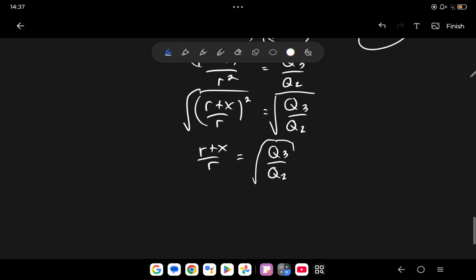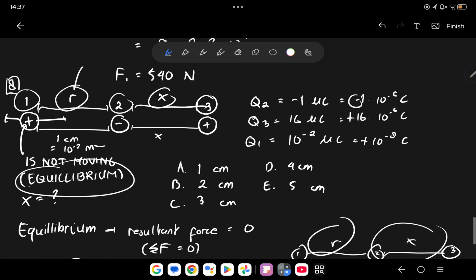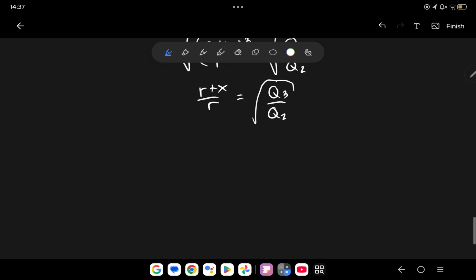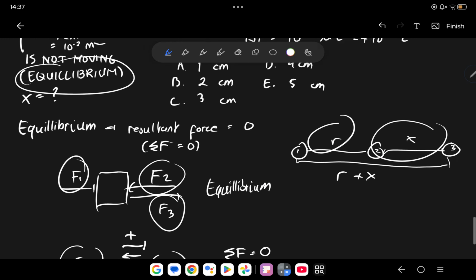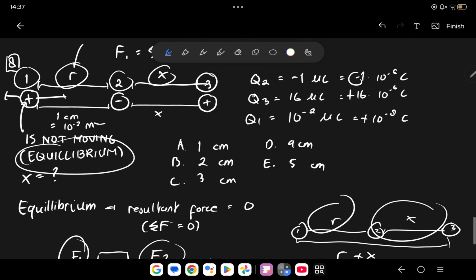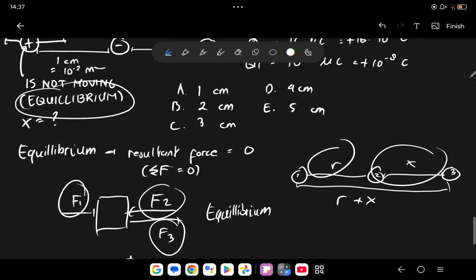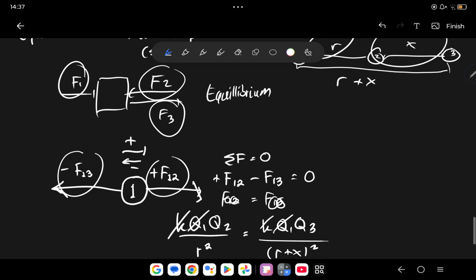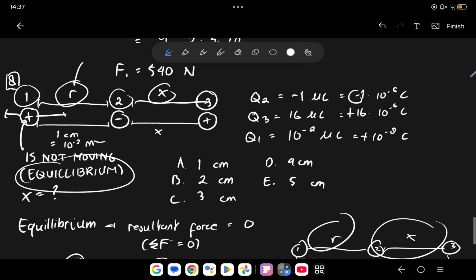Alright, now let's plug in the numbers and solve for x. R is equal to 10 to the power of negative 2. I'm going to write it here, there's so much empty space here. 10 to the power of negative 2 plus x divided by 10 to the power of negative 2 is equal to the square root of q3, which is positive 16 times 10 to the power of negative 6, divided by q2, which is negative 10 to the power of negative 6.